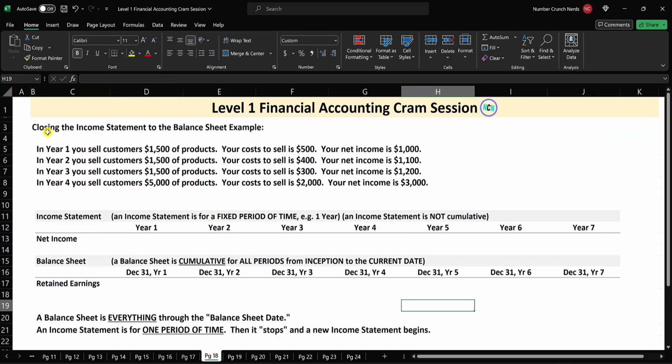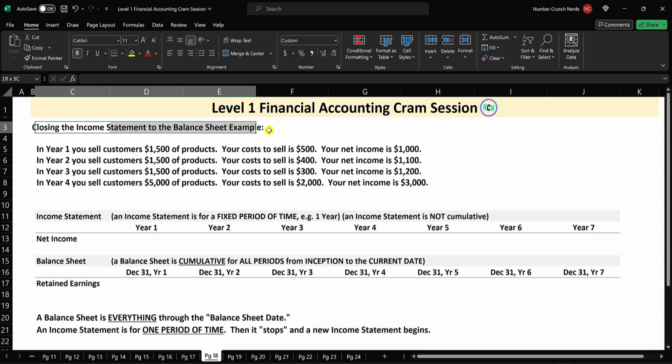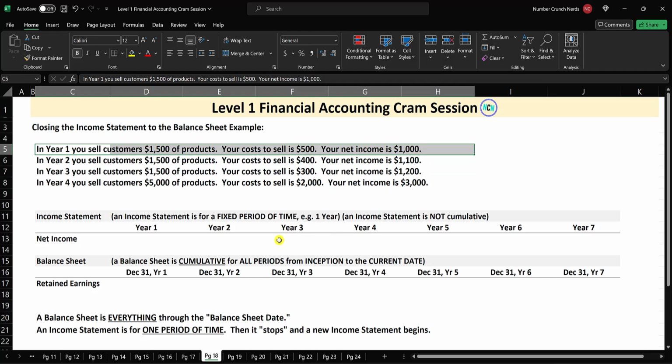Here is an example of closing the income statement to the balance sheet so it is very, very clear the difference between these two with respect to time periods. In year one, you sell customers $1,500 worth of products. Your cost to sell is $500. Your net income is $1,000.